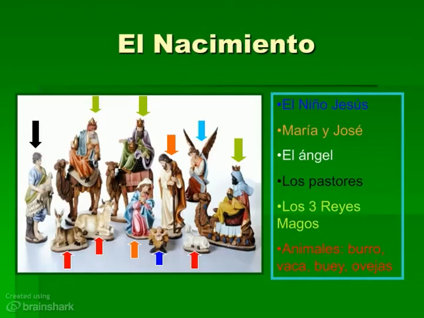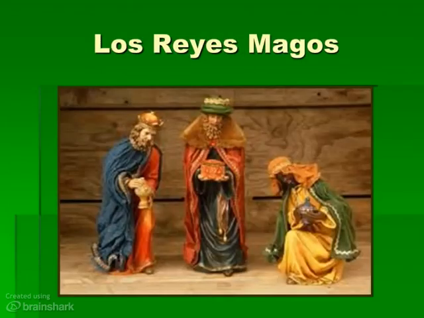In El Nacimiento you can see different characters, but basically you have the baby Jesus, el niño Jesús, Mary and Joseph, María y José, the angel, el ángel, the shepherd, los pastores, the three wise men, los tres Reyes Magos, and some animals like a donkey or burro, a cow, vaca, an ox, buey, and sheep, ovejas.